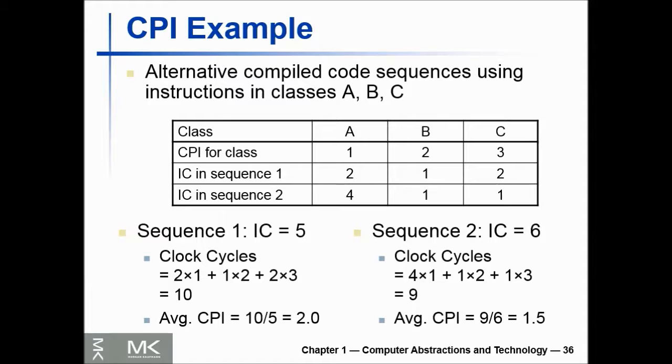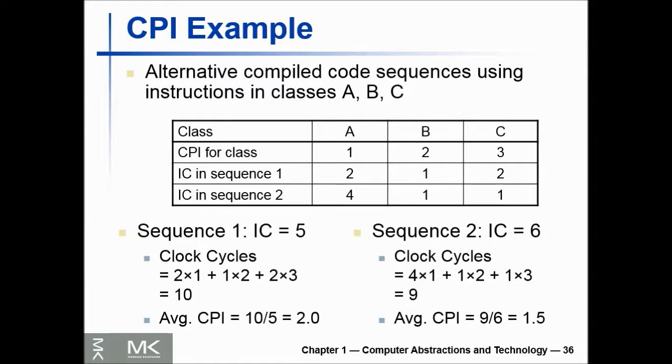to count the instructions, we sum up the counts. So for sequence 1, we add up 2 plus 1 plus 2 and the answer is 5. And for sequence 2, we get 4 plus 1 plus 1 is equal to 6 instructions. Therefore, sequence 1 executes fewer instructions.